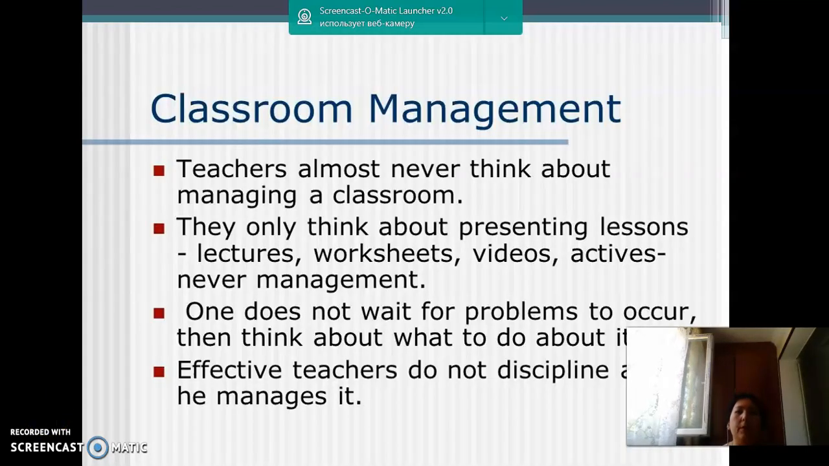Teachers almost never think about managing a classroom. They only think about presenting lessons, lectures, worksheets, videos, activities, never management. One does not wait for problems to occur. They think about what to do about it. Effective teachers do not discipline a class, they manage it.